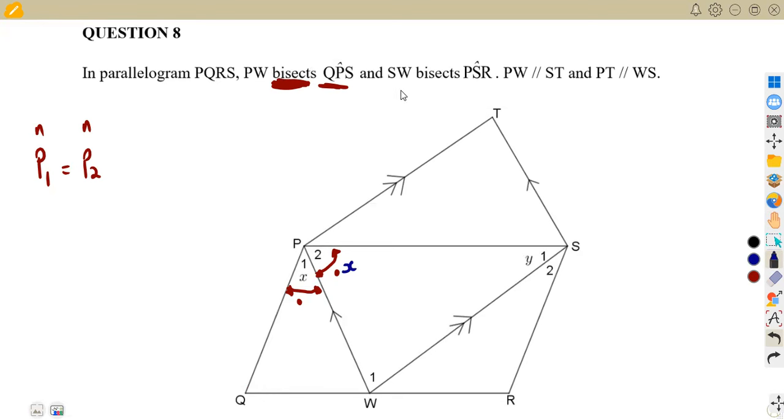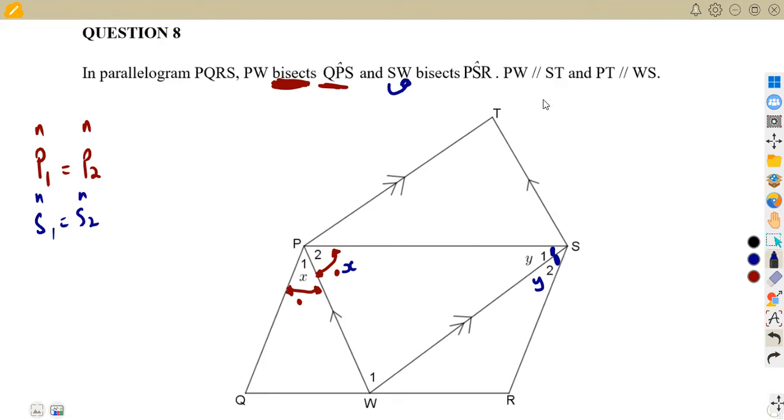Now let's move on. Then SW, from S to W, this line SW, bisects PSR, this angle PSR, the angle at S. So you consider at S, the angle PSR, this angle. So this line bisects this angle. So it is divided into two equal parts, just like the previous case. That means angle S1 and angle S2 are equal. So also this is equal to Y. S1 is equal to S2. This is what we can see from our diagram. We are just taking the information, all right?